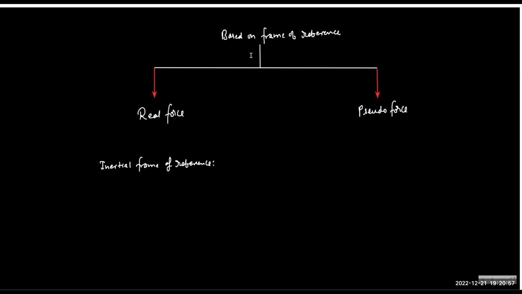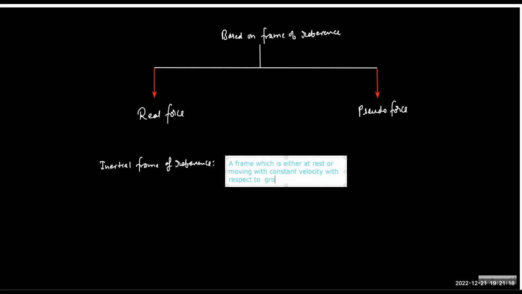So I'll just mention this quickly. A frame which is either at rest or moving with constant velocity with respect to ground is called inertial frame of reference. Okay, understood?